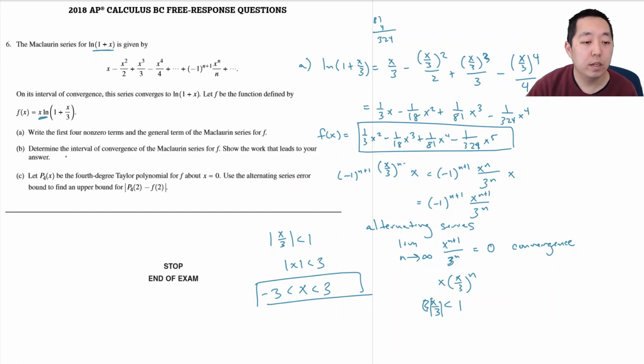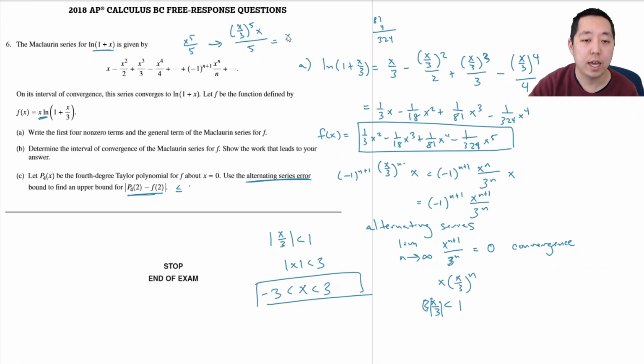Okay. Now, let P4 be the 4th degree Taylor polynomial for f about x equals 0. Use the alternating series bound to find an upper bound for P4 of 2 minus f of 2. Okay, this is the alternating series error, not the Taylor series error. The error bound is less than or equal to just the next term in the series. For ln, the next term would be x to the 5th over 5. But we have to map it to f, so that's really (x over 3) to the 5th times x over 5.